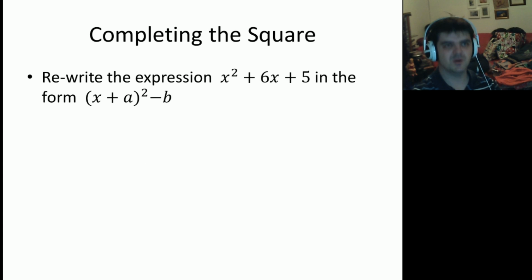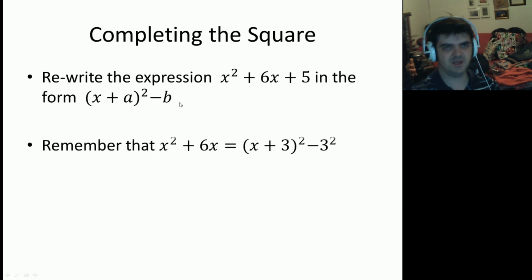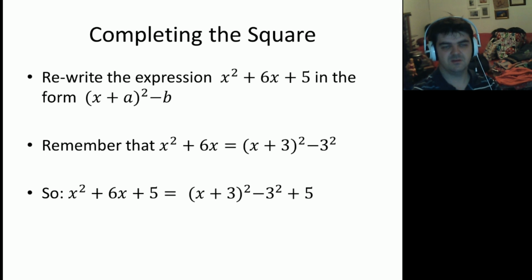It's easier seen with numbers. We're going to rewrite the expression in the form that we've just seen. So remember that that equals that. We take our x value, we half it, and that gives us our first bracket, so we get x plus 3 squared instead of x plus 6, and then we take that 3 and take away that squared, right? If you multiply that out, that gives you that. So x squared plus 6x becomes that, and we've just adjusted it by putting the plus 5. We've minus 9 plus 5, which will give us minus 4, and that's the solution for that.